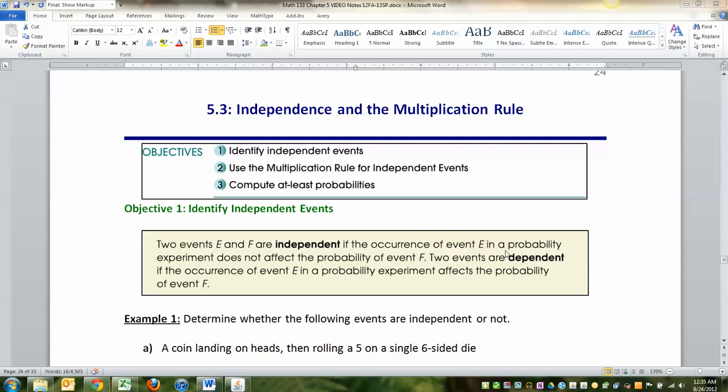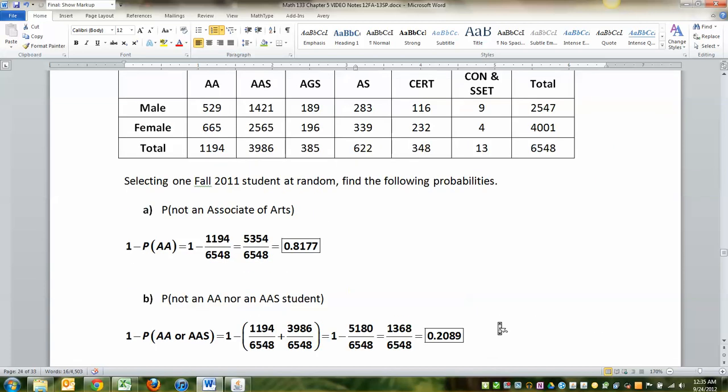Now in section 5.3 we deal with a different definition than before. We deal with independence, which is actually really important to us. Namely, what we want to know is, does the occurrence of an event E affect the probability of the next event F happening? Now keep in mind this implies that there's a couple of experiment trials, one after the other. That's not the same thing as disjoint.